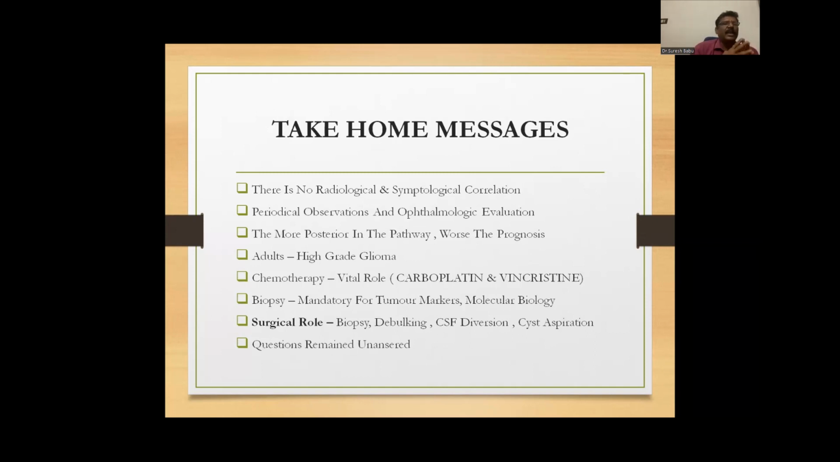Second point, the patient requires periodical observations and ophthalmological evaluations. Some patients require MRI every 6 months or annually, not CT because of exposure, but they insist on ocular coherence tomography for retinal fiber thickness. And the more posterior the growth in the pathway, the worse will be the prognosis. If optic pathway gliomas occur in adults, they are all high-grade gliomas and they have a worse prognosis.